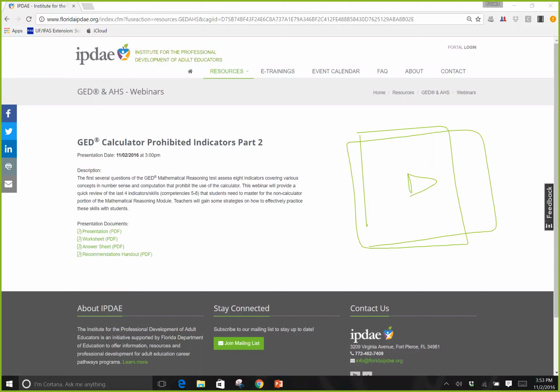Over here to the left section, you do have the PDF presentation file. So if you want to look at the slides again, there is a blank worksheet that I created in there. And I also put in a separate answer sheet. And then in the recommendations handout, the actual document that was released by GED Testing Service. So that's how you're going to do that.